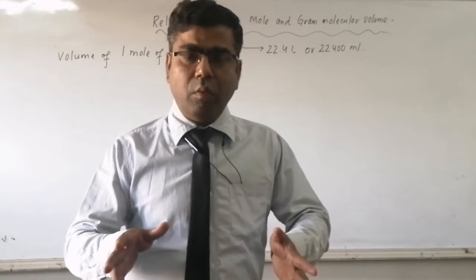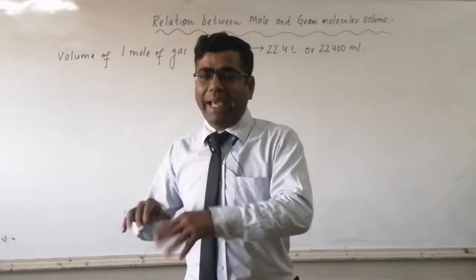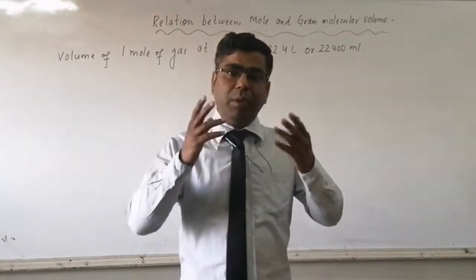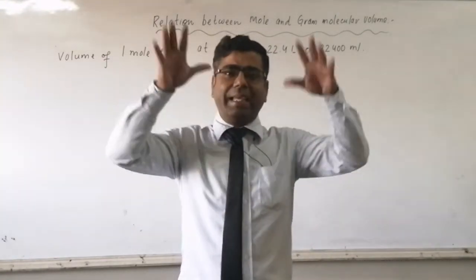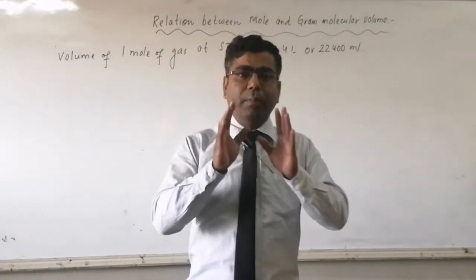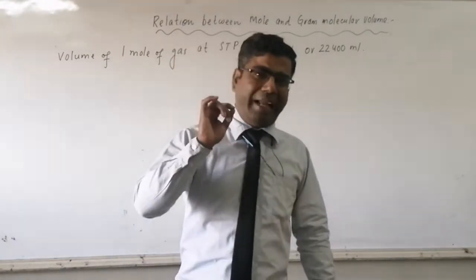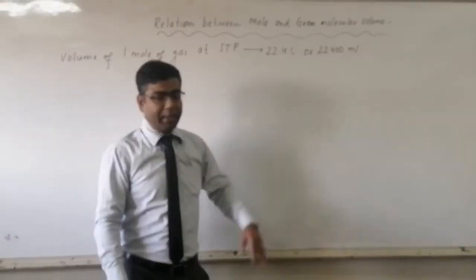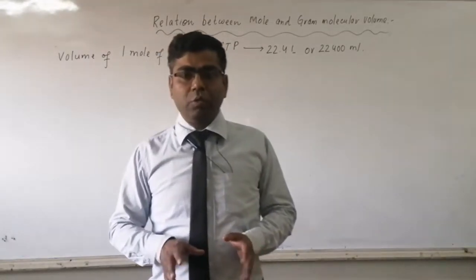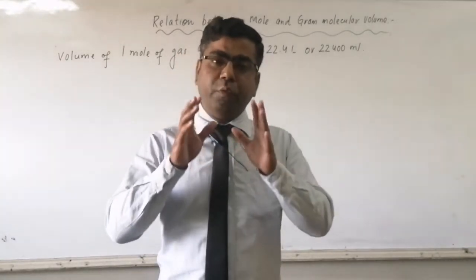It can be 1 mole of carbon dioxide, it can be 1 mole of nitrogen gas, it can be 1 mole of oxygen gas, it can be 1 mole of carbon monoxide, it can be any gas, irrespective of the nature of the gas. If the number of moles of the gases taken are the same, then the volume occupied at STP will always be equal to 22.4 liter or 22400 milliliters.